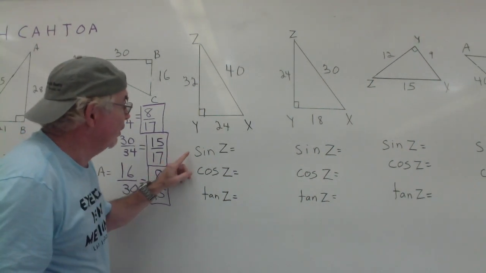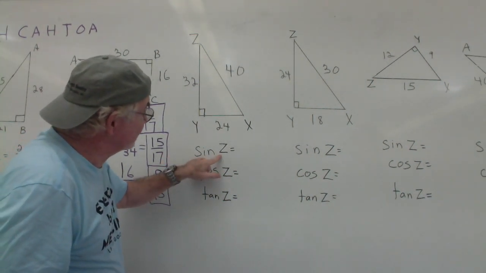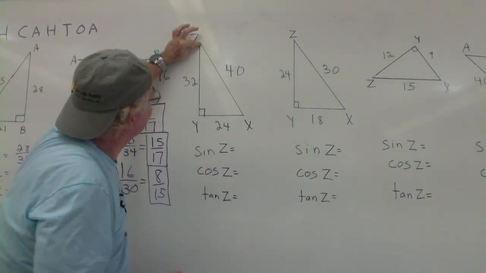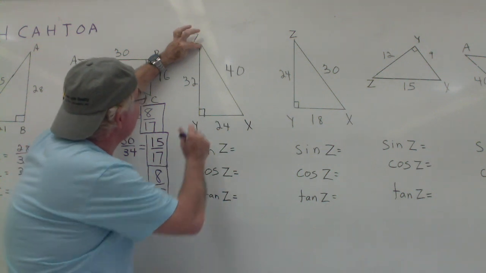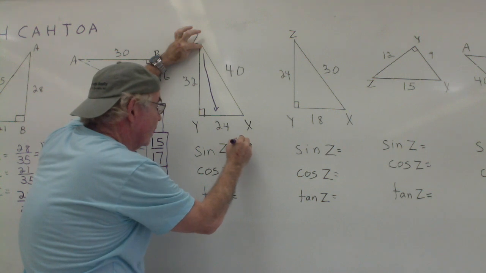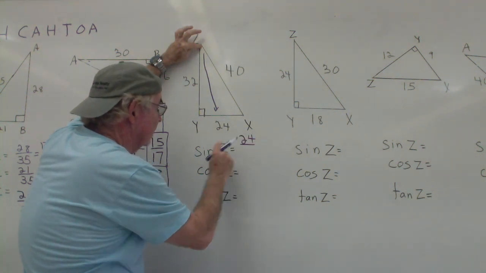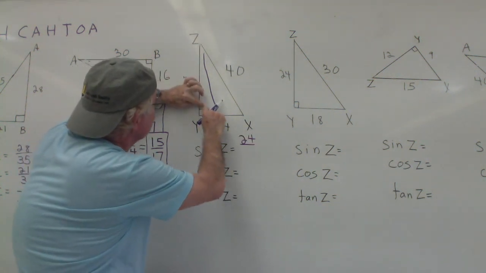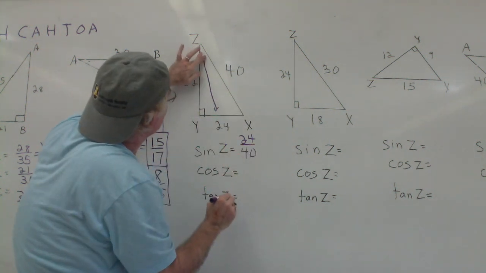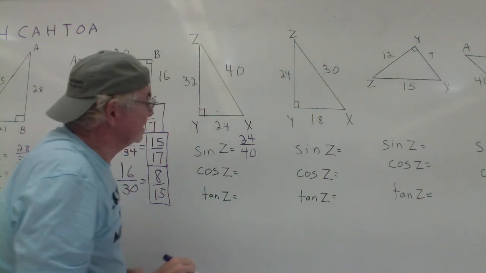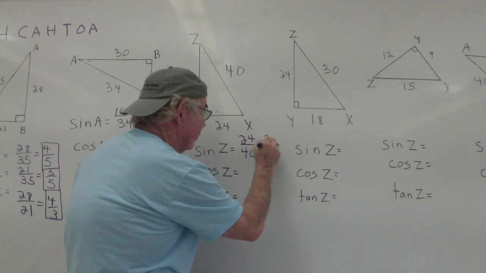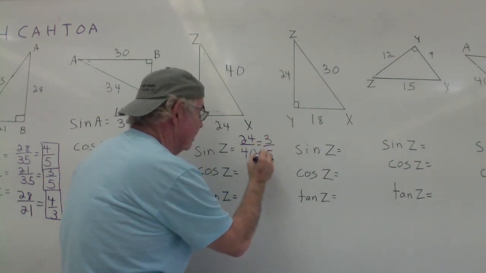Example 4. Look for angle Z. It's up here. So what side is opposite Z? 24. And what's the hypotenuse? 40. And then reduce it by 8s. 8 goes into 24 3 times, and 8 goes into 40 5 times.